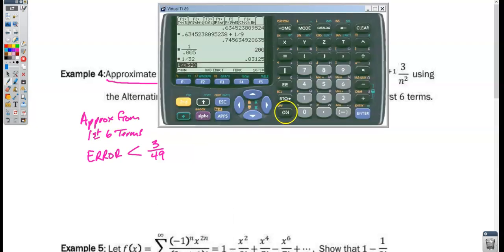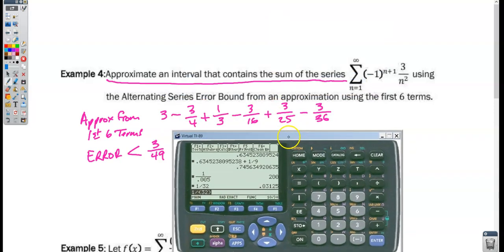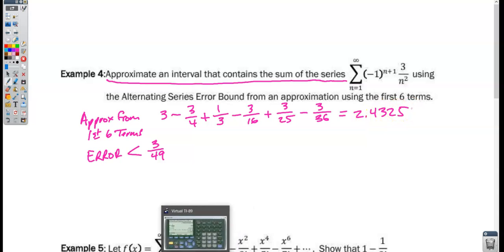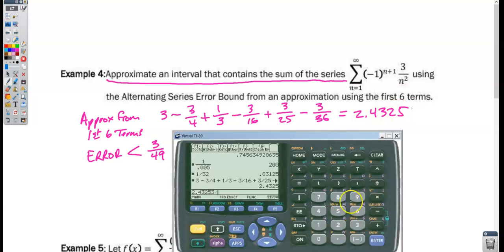So the first thing I'm going to do is find the approximation from these first 6 terms. So 3 minus 3/4 plus 1/3 minus 3/16 plus 3/25 minus 3/36. And so we've got as our approximation here 2.4325. And my error term is 3 over 49.